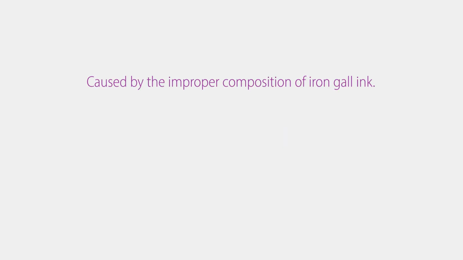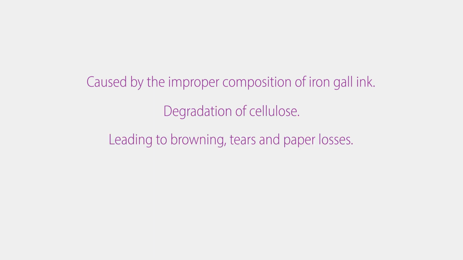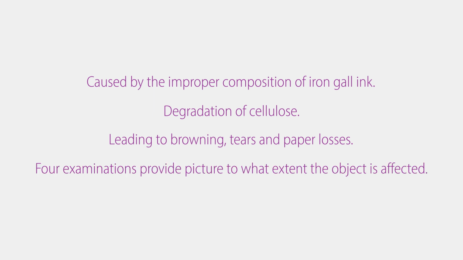Ink corrosion is caused by the improper composition of iron gall ink. This results in the degradation of cellulose, leading to browning, tears, and losses. The 4 examinations provide an overall picture of whether and to what extent the object is affected by ink corrosion. Depending on these results, the appropriate treatment for the object can be selected.